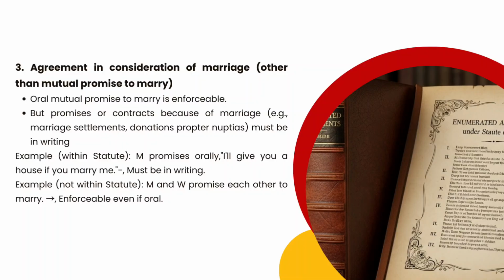The statute does not cover the marriage itself, but related engagement contracts or property agreements made in consideration of marriage. Examples of agreements within this scope: marriage settlements, antenuptial contracts, fixed property relations before marriage. Donations propter nuptias, donations made before marriage in favor of one or both future spouses.